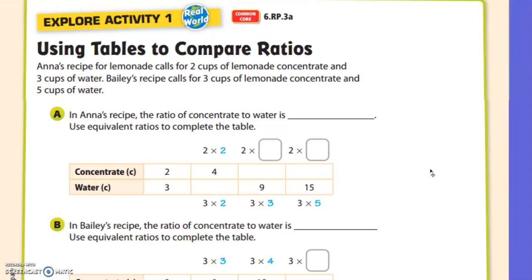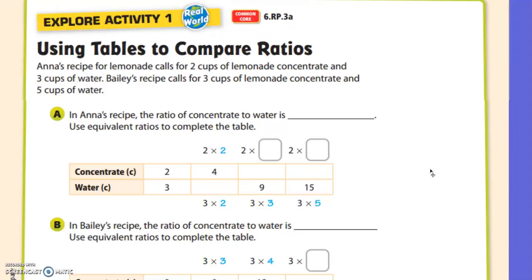Anna's recipe for lemonade calls for 2 cups of lemonade concentrate and 3 cups of water. Bailey's recipe calls for 3 cups of lemonade concentrate and 5 cups of water. Question A is about Anna's recipe. In Anna's recipe, the ratio of concentrate to water is blank. And then it says use equivalent ratios to complete the table.